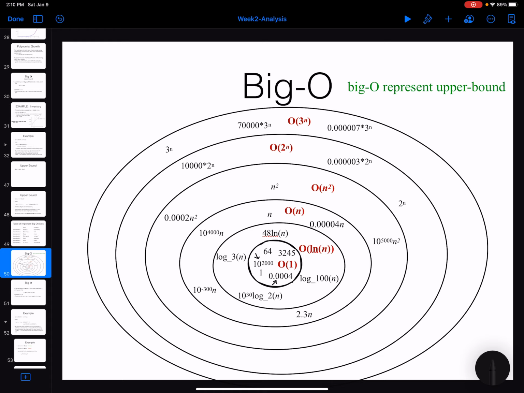Then after that, it is going to be the set of all the logarithmic functions. It is important to know that the logarithmic functions don't really depend on the base. If it is base 100, 2, 3, whatever, it's going to be the same. And then you are going to go to the linear functions. Again, the coefficient is not important. If the leading term is just linear, all of them are going to be in the same set, linear. And then after that, n square, n power 3, n power 4, all of them are going to have different levels, and then the exponential ones, and so on.